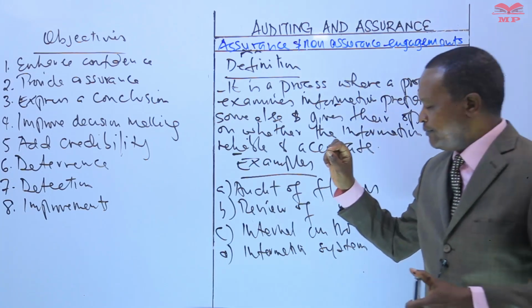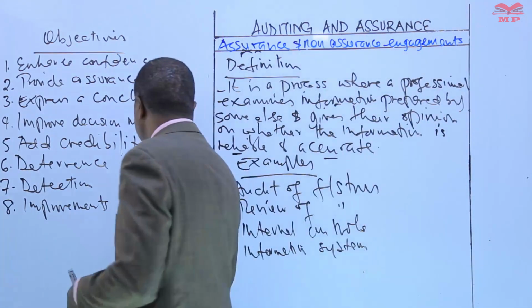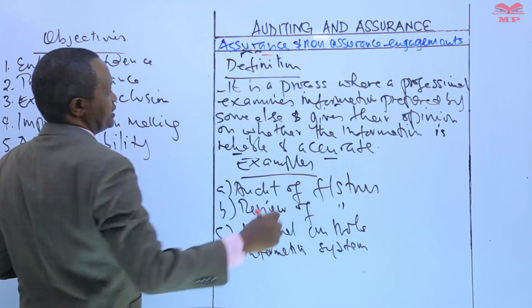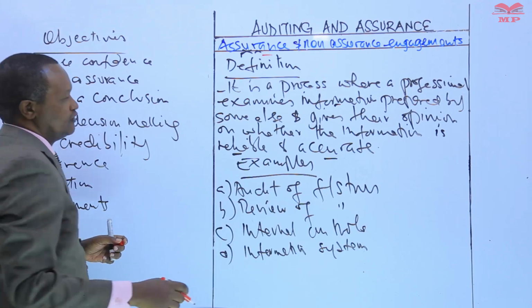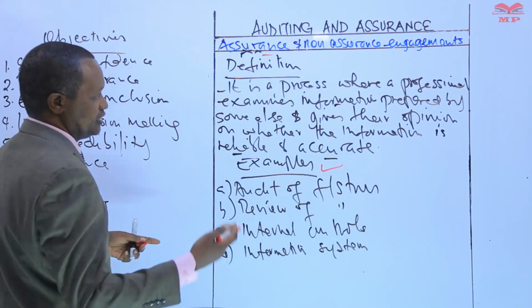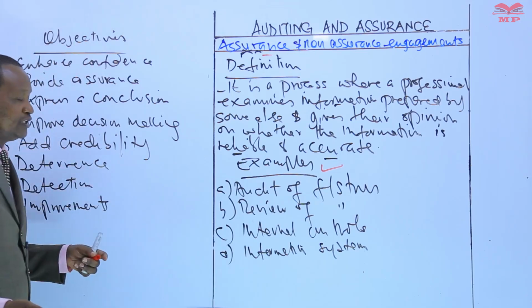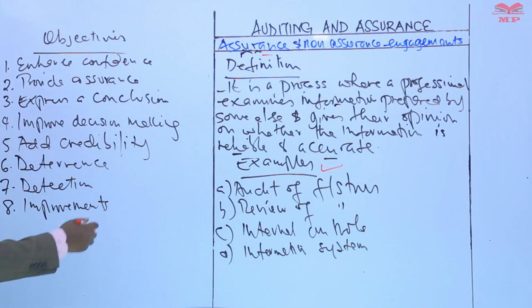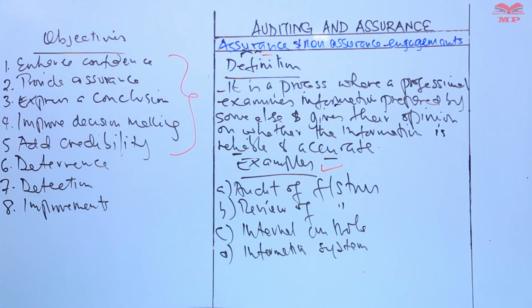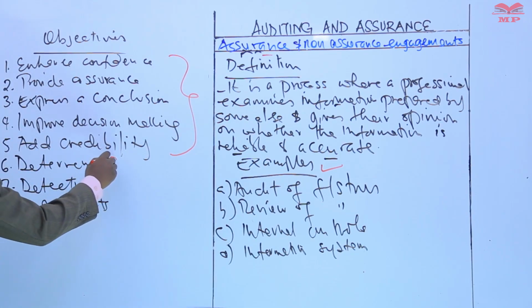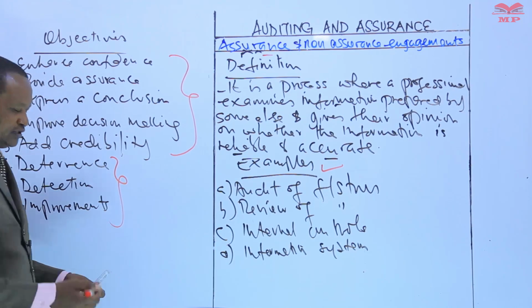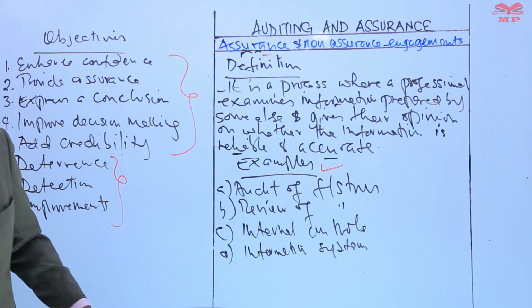So that is the meaning of assurance engagements. We've defined assurance engagement. We've given a few examples. As we move on, we'll be looking at different examples of assurance and non-assurance engagements. We've highlighted 5 primary objectives and other objectives, secondary objectives. And that's the end of the lesson.